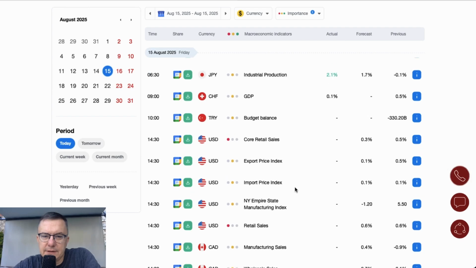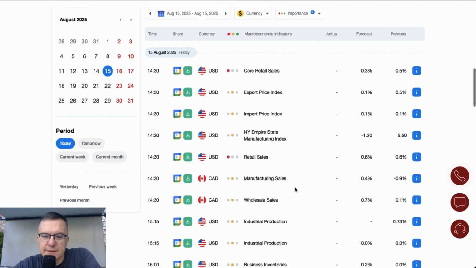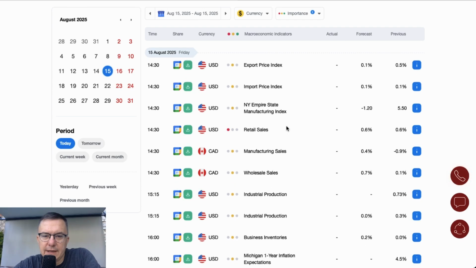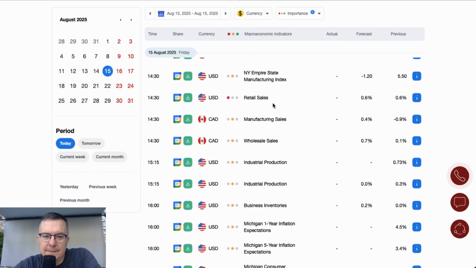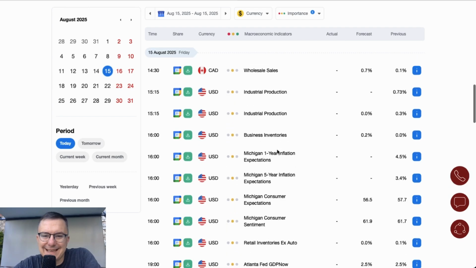This is the key event for the London session. During the US session, we got core retail sales data scheduled for release at 2:30. And then we have the export price index, import price index, New York Empire State Manufacturing Index, and the retail sales. And those are data scheduled for release at 2:30, together with the Canadian data, manufacturing sales and wholesale sales.